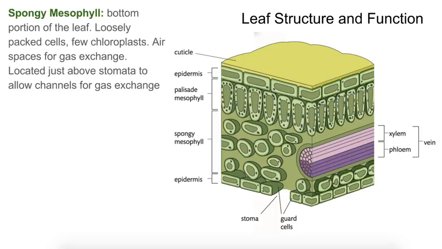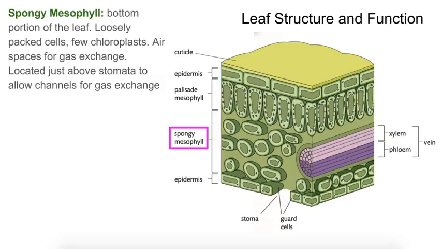Below the palisade mesophyll, you can see the spongy mesophyll layer. This is mostly the bottom portion of the leaf, and it's composed of loosely packed cells, so cells with air spaces in between. There are few chloroplasts. It's not heavily involved in photosynthesis, but these air spaces allow for gas exchange.